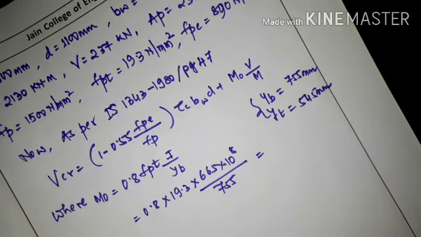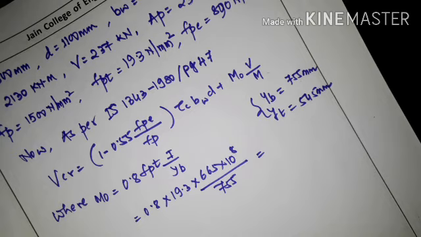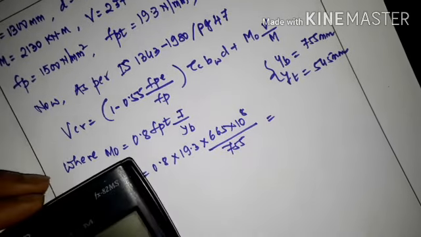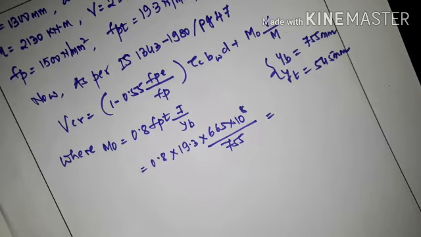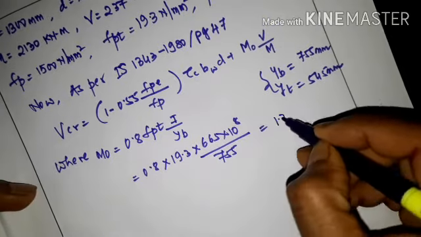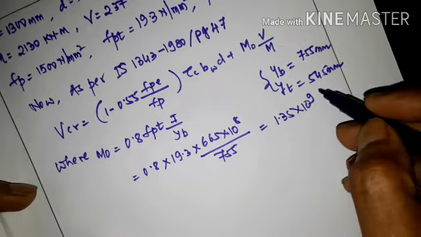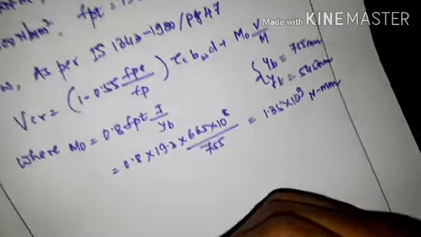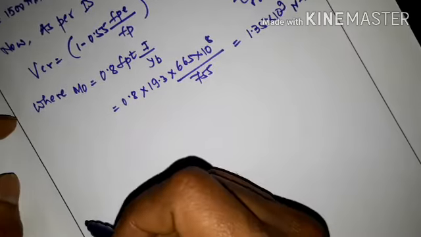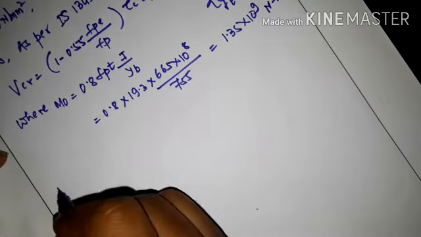Now we'll calculate here. We get 1.35 into 10 raised to 9 Newton mm. Okay, so we got the M naught. This formula is also mentioned in the code.